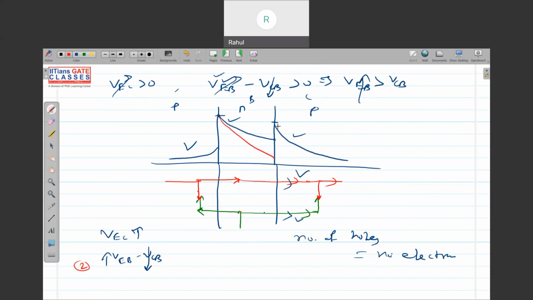And this will be like this. So the concentration gradient here is getting more and more, so the number of holes crossing will be more and more. So it will be increasing, since the number of holes is more compared to the number of electrons. So the current will be flowing like this.